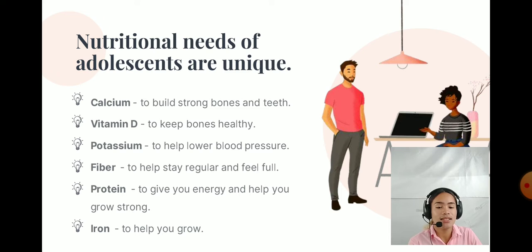Red meat contains a form of iron that your body absorbs best. Other good sources of iron include spinach, beans, peas, and iron-fortified cereals. You can help your body absorb the iron from these foods better when you combine them with vitamin C, like an orange.